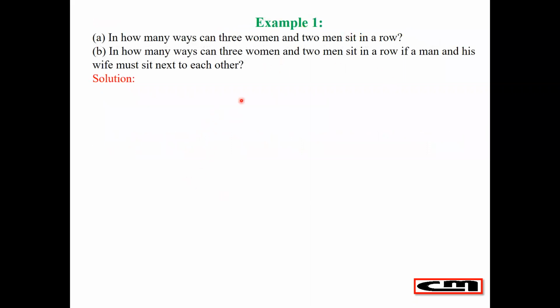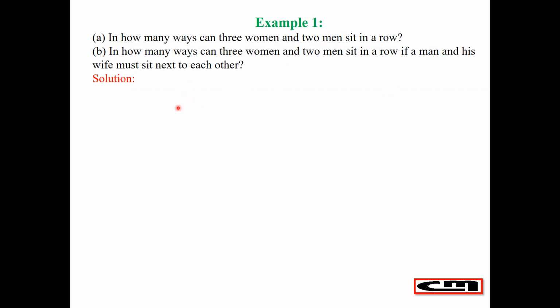Example number 1. A, in how many ways can 3 women and 2 men sit in a row? B, in how many ways can 3 women and 2 men sit in a row if a man and his wife must sit next to each other?